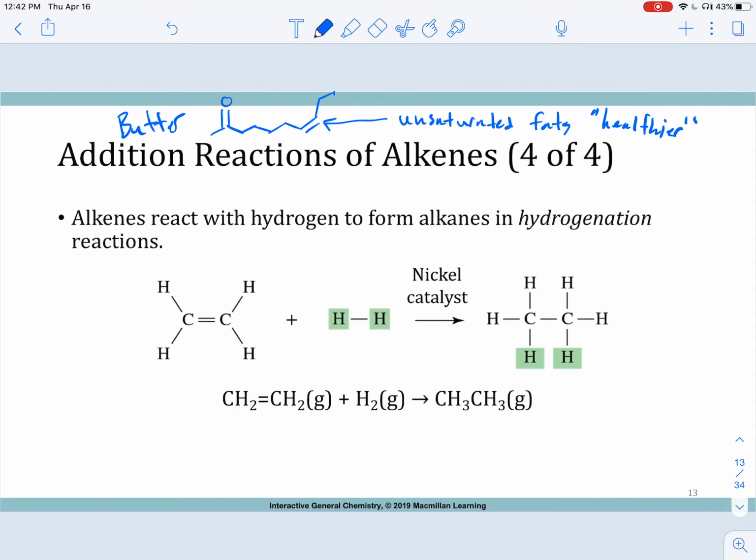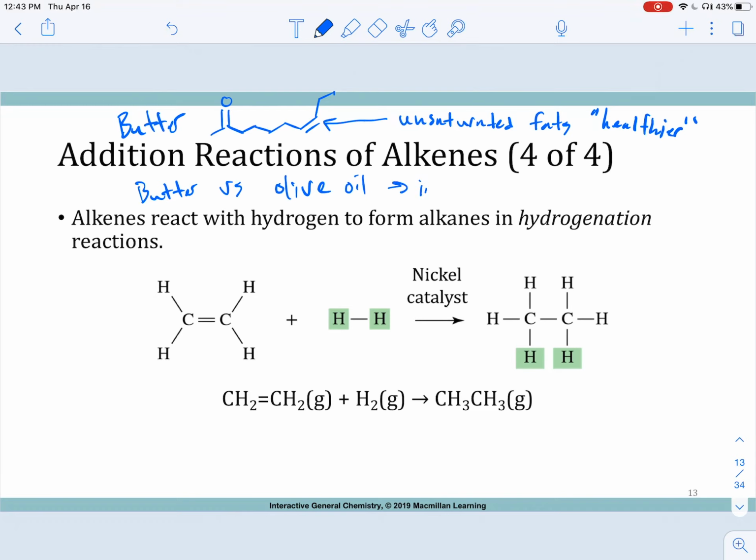But saturated fats stack up a lot closer next to each other. So butter at room temperature is a solid versus olive oil at room temperature is a liquid. The saturated fats stack up next to each other and form solids much easier than unsaturated fats. So what if you wanted something in the middle, between butter and olive oil?